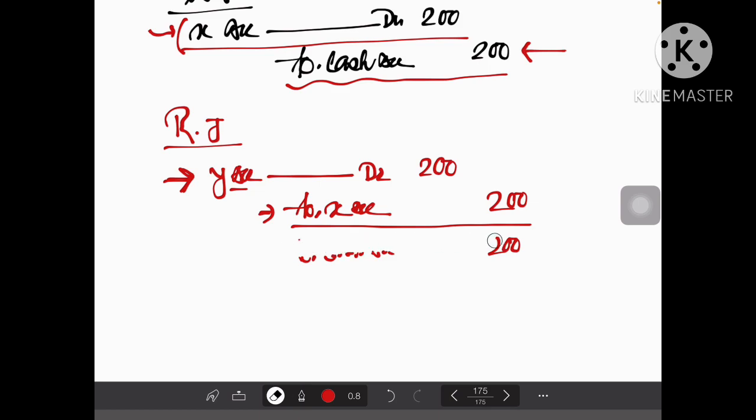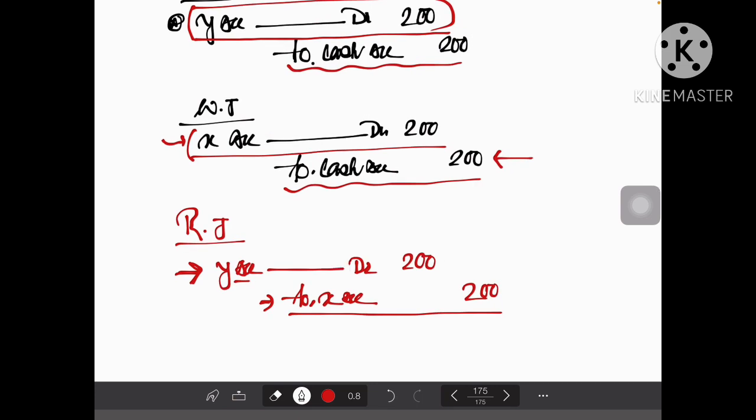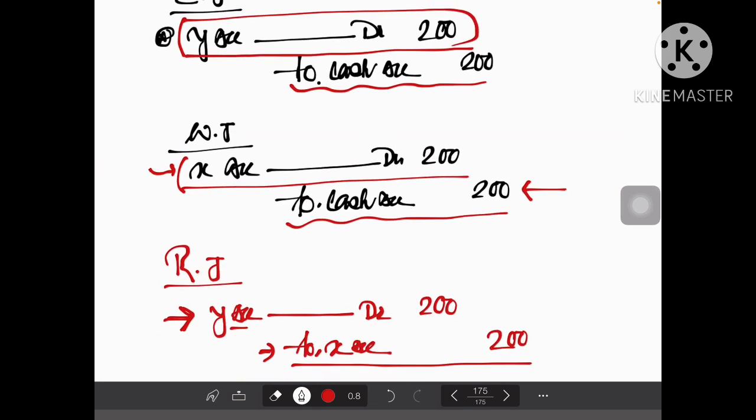This is absolutely a wrong treatment. The cash account shouldn't be there by any means. You might have a question, sir, why not the cash account? Always remember, in the rectifying journal you need not intervene in any account in which you have not made any mistake. Like in the wrong journal, you made a mistake on the debit side: you wrote X account debit instead of Y account, that is a mistake. But if you look at the cash account, we have written cash account on the credit side with the right amount.